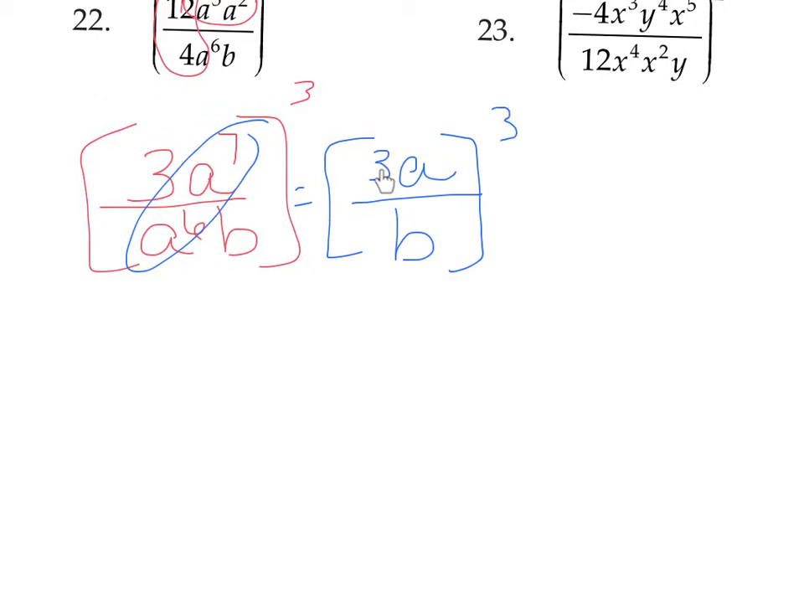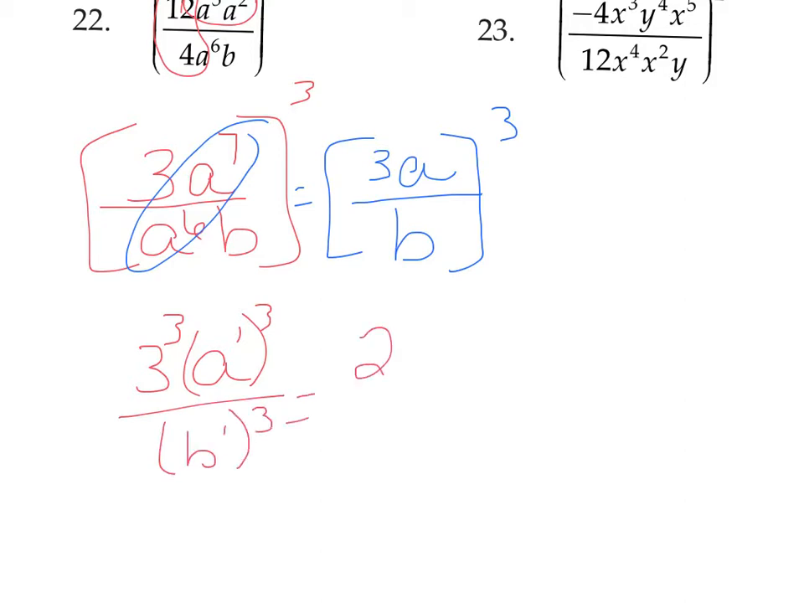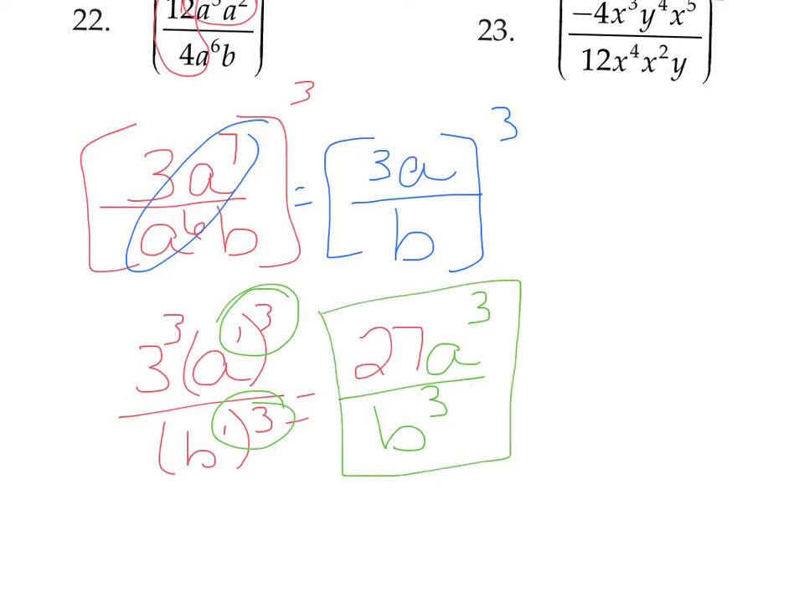Okay, the cube is going to go on the 3. So we're going to have 3 cubed. It's going to go on the a. So we're going to have a to the 1 cubed over b to the 1 cubed. Well, 3 cubed is 3 times 3 times 3, 27. The rule with these exponents is multiply them. So we're going to have a to the 3rd, b to the 3rd. 1 times 3 is 3. And that's your final answer there.